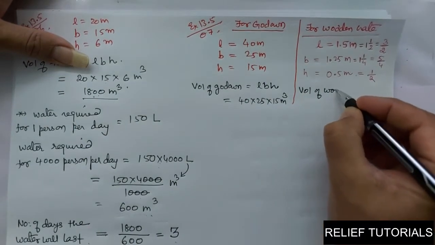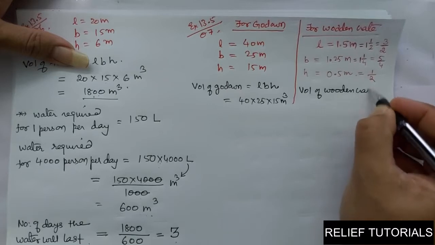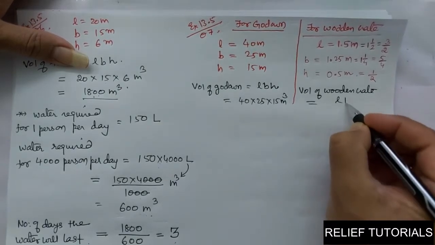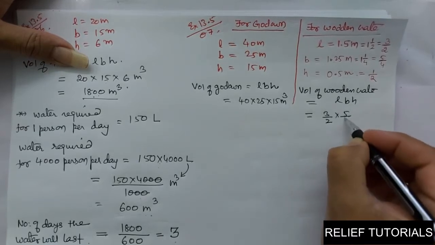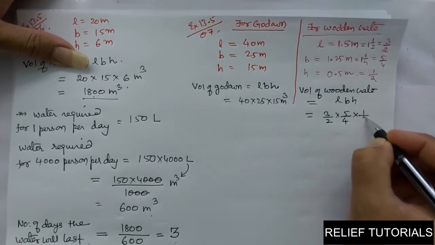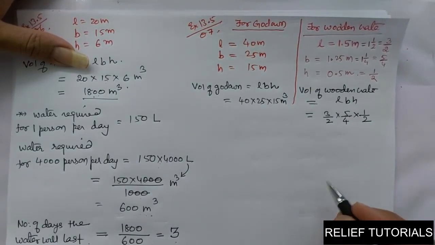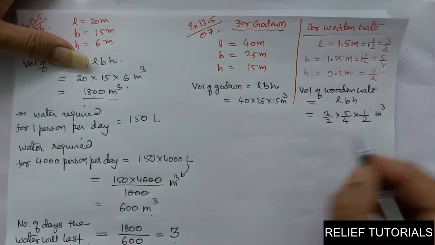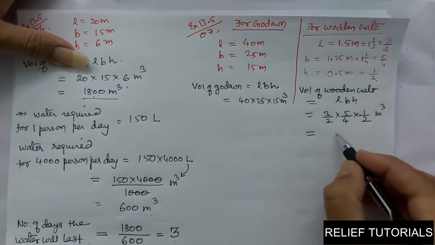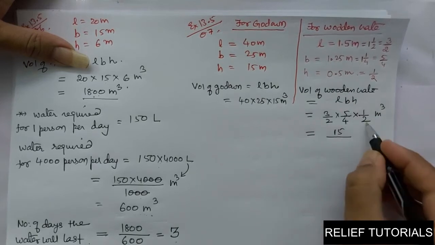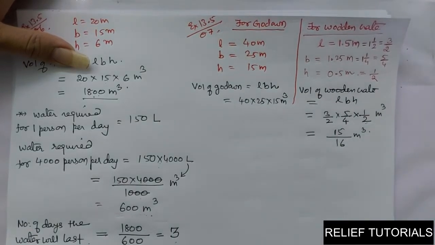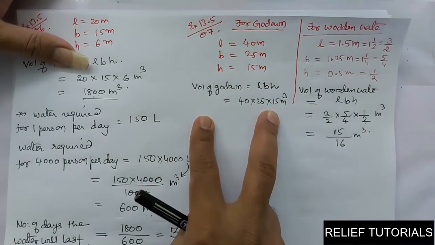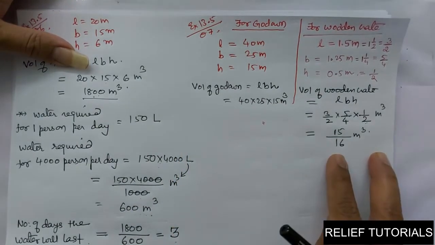So now we will find the volume of the wooden crate. Volume of wooden crate is equal to LBH, so that is equal to 3 by 2 into 5 by 4 into 1 by 2 meter cube. That is equal to 5 3s are 15 upon 4 2s are 8, 8 2s are 16 meter cube. So this is the volume of the godown, and this is the volume of one wooden crate.